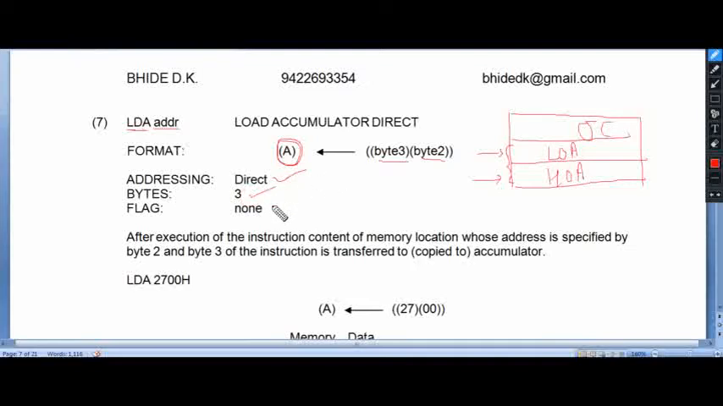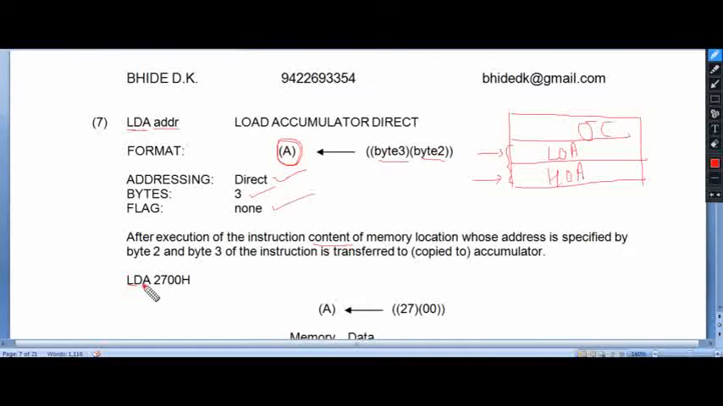3-byte instruction, flags affected: none. After execution of the instruction, the content of the memory location, that means the data of the memory location whose address is specified by byte 2 and byte 3 of the instruction, is copied to the accumulator.